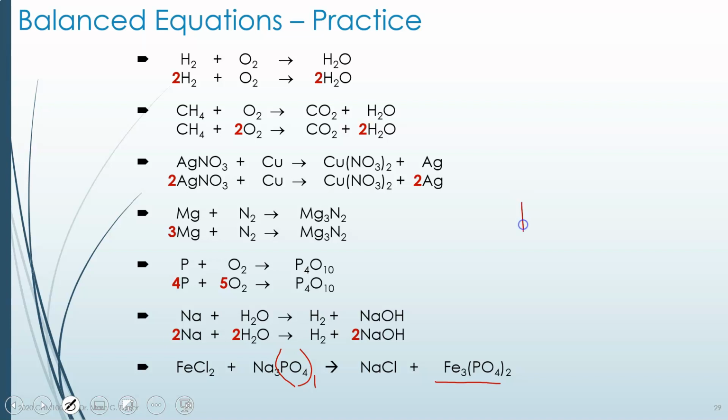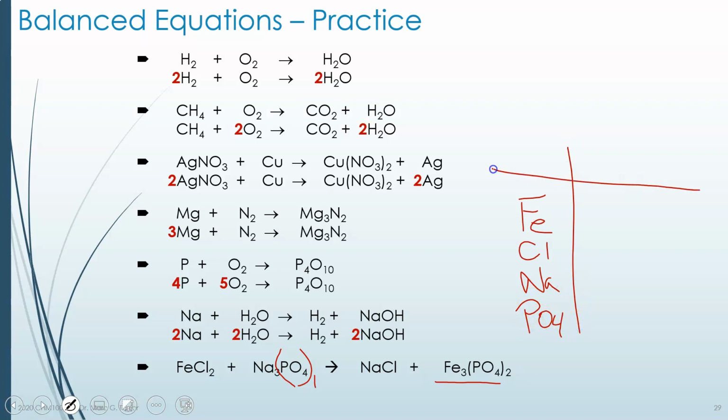So we've got an iron to balance, we've got chlorine to balance, we've got sodium to balance, and we've got phosphate to balance. And if we look initially in our reaction, we have 1 iron on the left, 3 irons on the right, so we already know it's not balanced. We have 2 chlorines on the left, and we have 1 chlorine on the right. We have 3 sodiums on the left and 1 sodium on the right, and we have 1 phosphate on the left and 2 phosphates on the right.